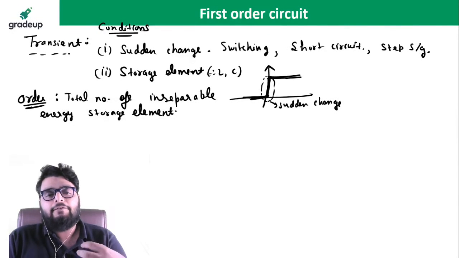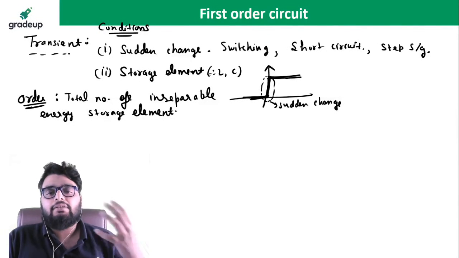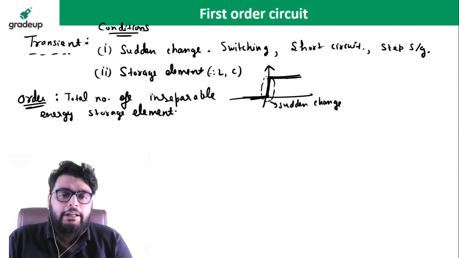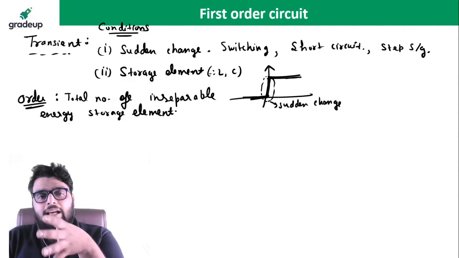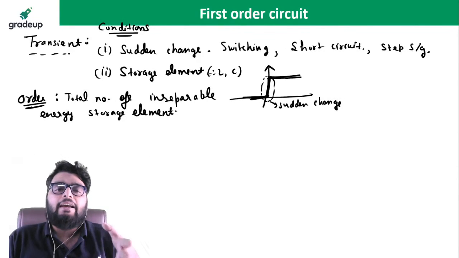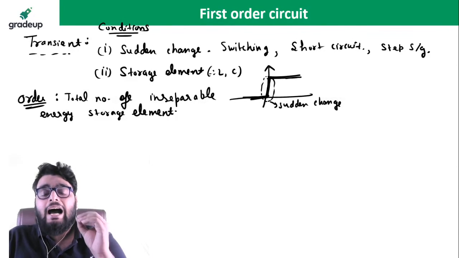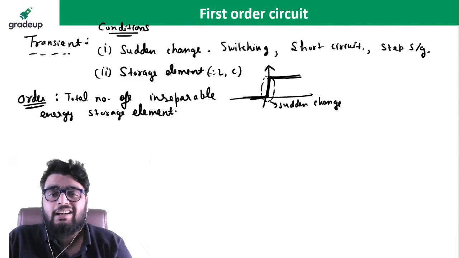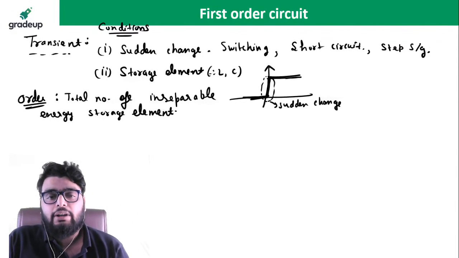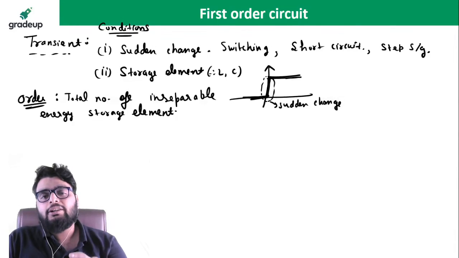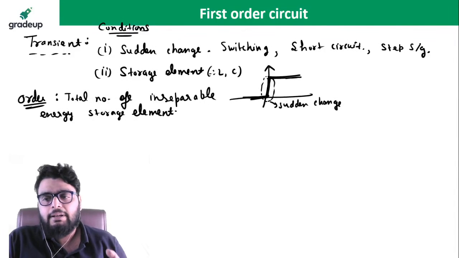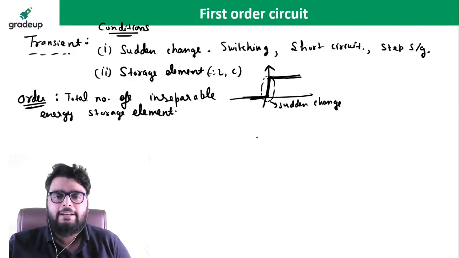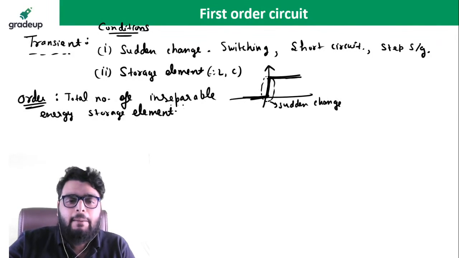For example, if I say the circuit is first order, it means your circuit will have either an inductor or a capacitor. If I say it is second order, your circuit will have either an inductor and capacitor pair, or two inductors, or two capacitors. And for your course you are not getting higher order circuits. It means in your course you have only first order and second order. Fine. Now what is the meaning of inseparable?